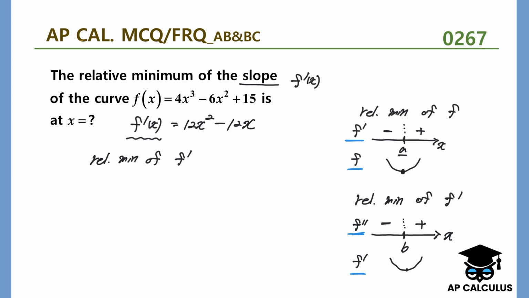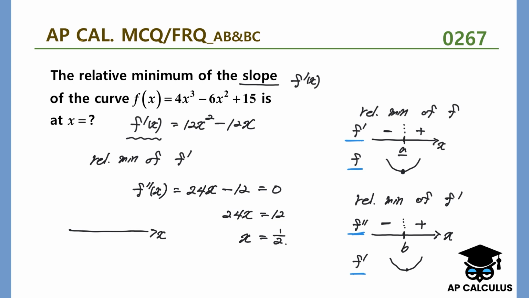So let's find the value of x where f double prime is equal to 0. So f double prime of x is equal to 24x minus 12, right? Set that equal to 0. So 24x is equal to 12. Then x is equal to 1/2, right? So we're going to test it right here. Here's 1/2. Here's f double prime.